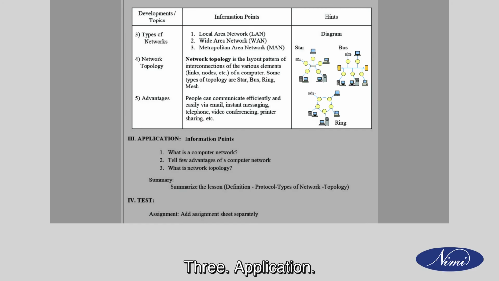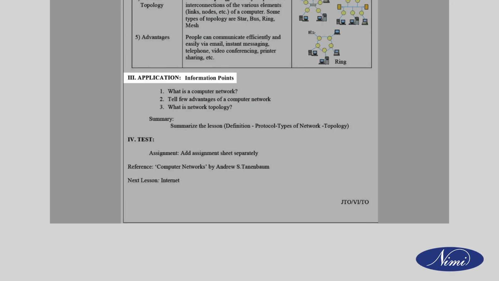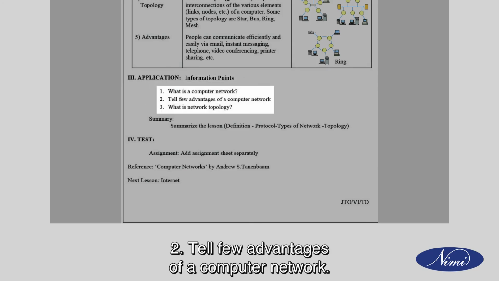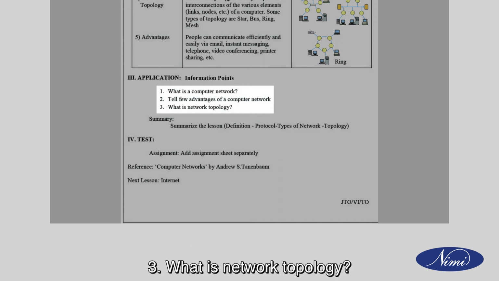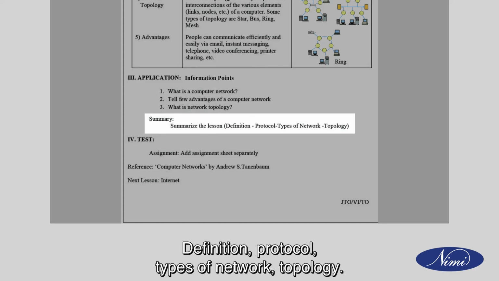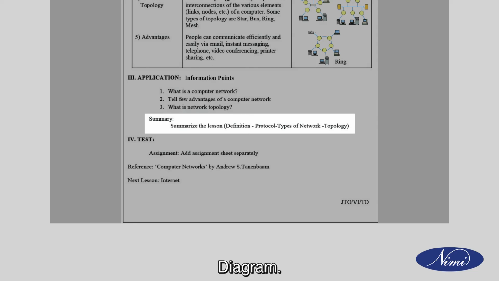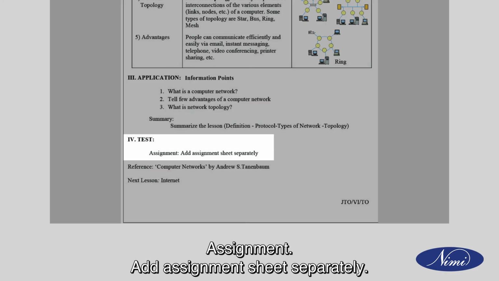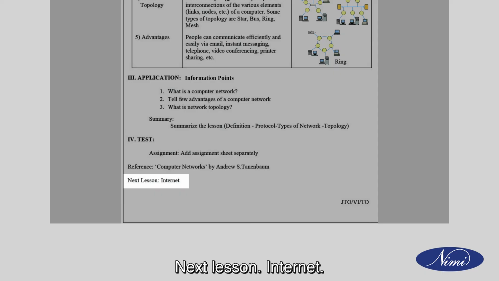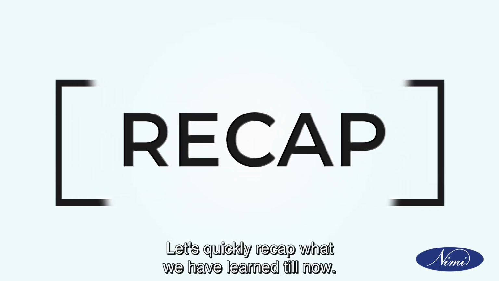3. Application. Information points. 1. What is a computer network? 2. Tell few advantages of a computer network. 3. What is network topology? Summary. Summarize the lesson. Definition, protocol, types of network, topology. Diagram. 4. Test. Assignment. Add assignment sheet separately. Reference, Computer Networks by Andrew S. Tannenbaum. Next lesson, Internet.